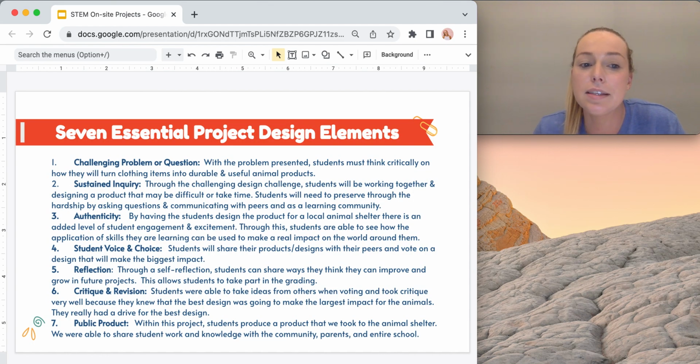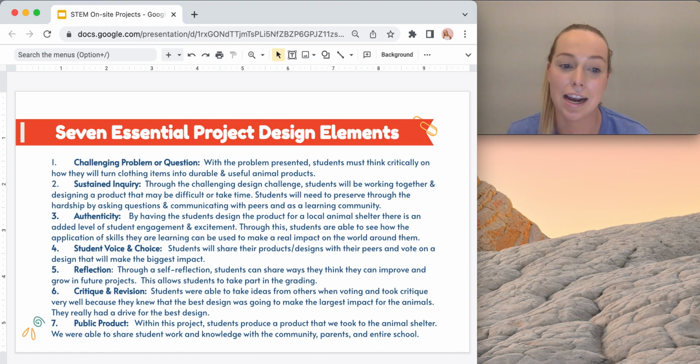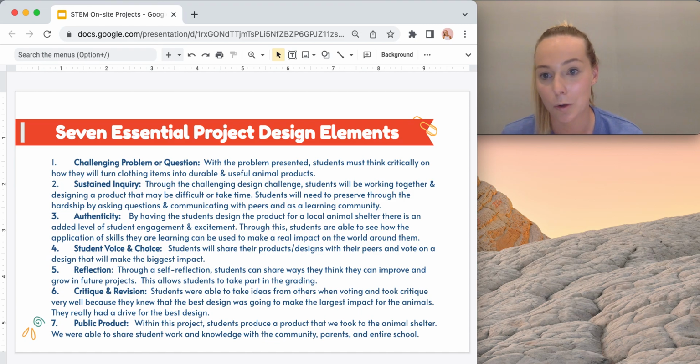So, when thinking about the 7 essential project design elements, when thinking about challenging problems or questions, within the problem presented, students must think critically on how they will turn clothing items into durable and useful animal products. So, meeting all those requirements that we would want when buying a dog toy, if I was going to go to the store and buy a dog toy for my dog. Just thinking about those things and thinking critically about them.